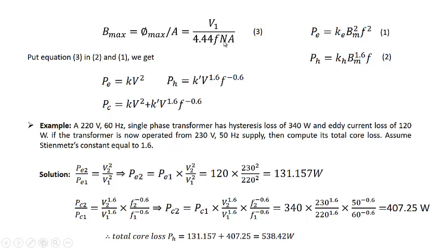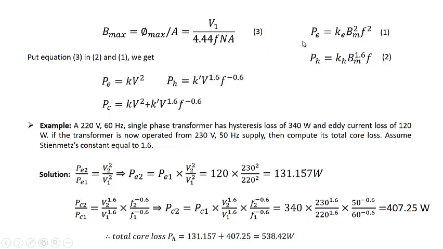I can replace it by N, just assuming whether this is primary or secondary. Here, if I write it as V1 and N1, it means the primary side. If I drop this subscript, it means either side, whether primary or secondary. So from now on, we will drop this subscript. We'll always write it as V divided by 4.44 F N A.